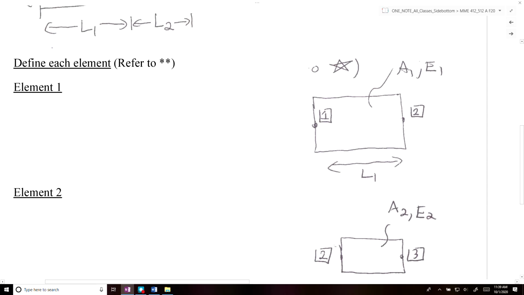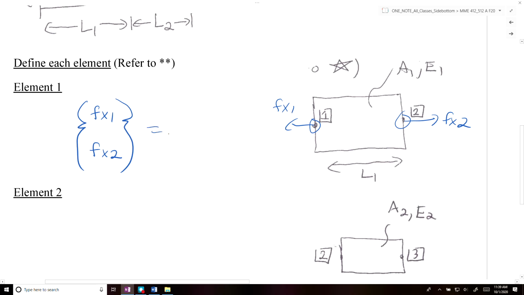we have our two nodal forces that are applied at 1 and 2. So what we'll have here is Fx1 and Fx2, our nodal force applied at 1 and our nodal force applied at 2. That's going to be equal to our stiffness matrix, which we'll denote as K1: K1, negative K1 on the first row, and then negative K1 and positive K1 on the second row.